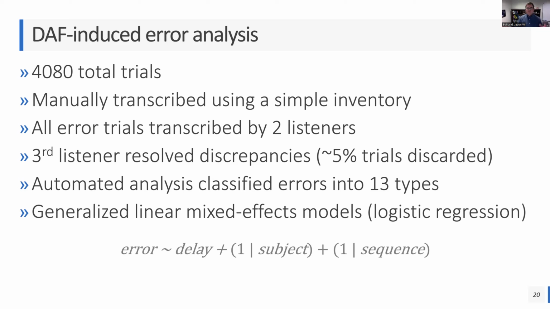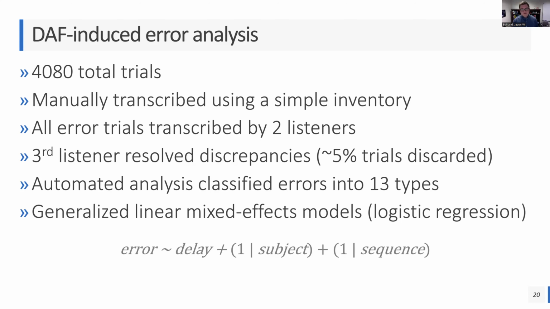Taking those transcriptions, we then ran them through some custom scripts we developed in MATLAB to automatically classify the errors that were produced, or no error, into 13 different types. And I'll show you those in a minute. And then we modeled the data to ask if the probability of an error of any particular type was affected by delay. And we also included random intercepts for subject and the particular sequence in a generalized linear mixed effects model.